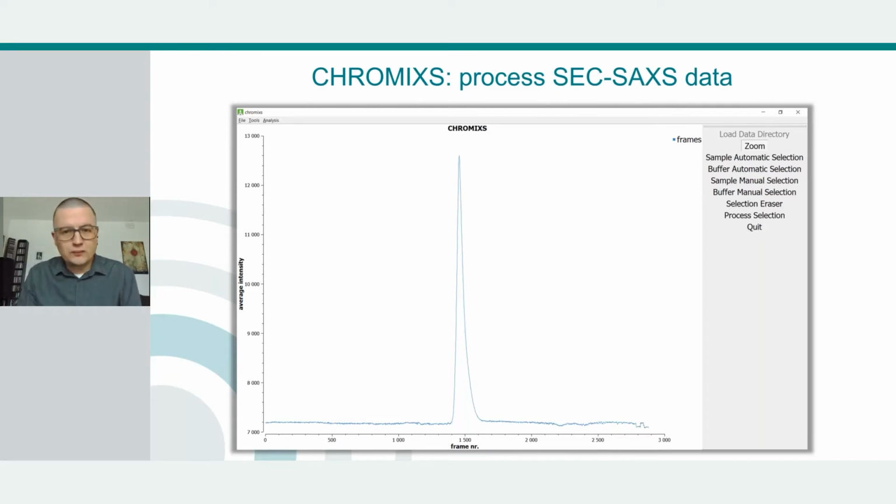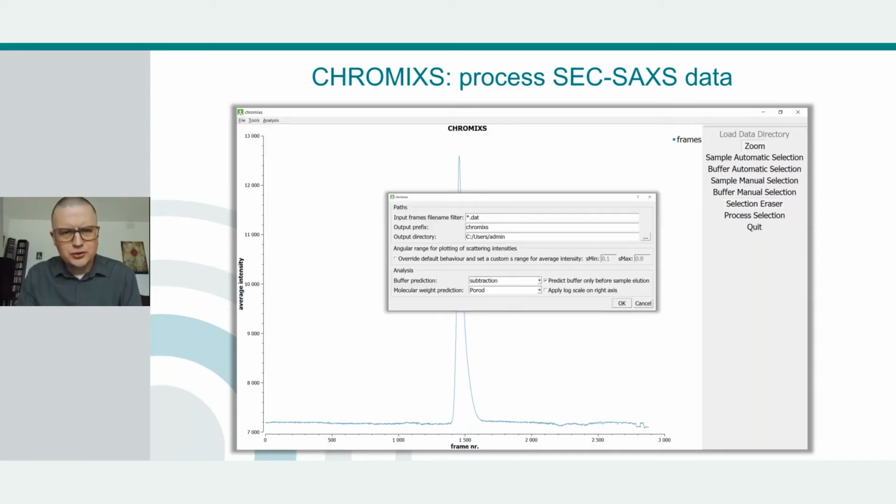If you work with SAXS data, I encourage you to get familiar with the CHROMIXS program. It can actually do much more than I will be telling you today. Also, if you work with data which are in inverse nanometers, I encourage you to go to the settings and override the default angular range which is used for plotting.